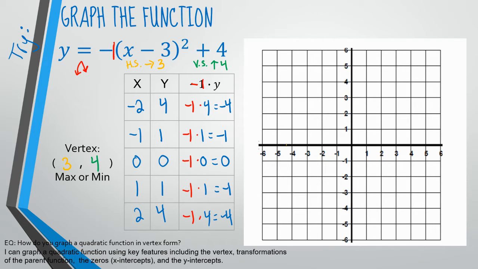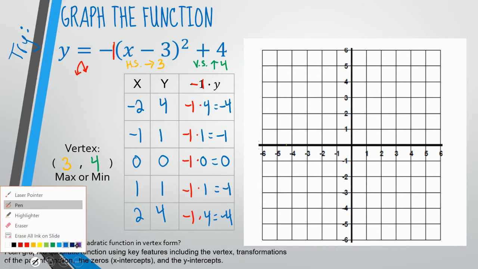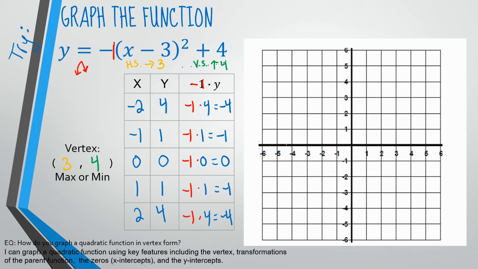Okay, so remember your steps. Always plot that vertex point. That's why you want to make sure you do your shifts. So we know our vertex point is going to be at 3, 4. So we're going to go right 3 up to 4. 1, 2, 3, 4. That is our vertex. Remember, that's going to be a maximum because it's going to be a parabola that opens down. So we know that's going to be a maximum.